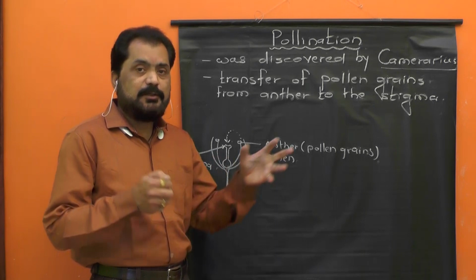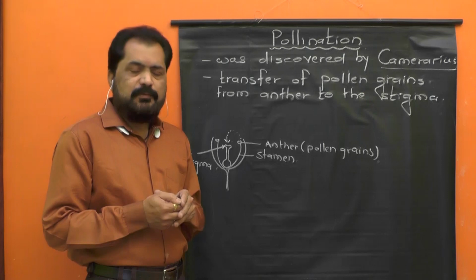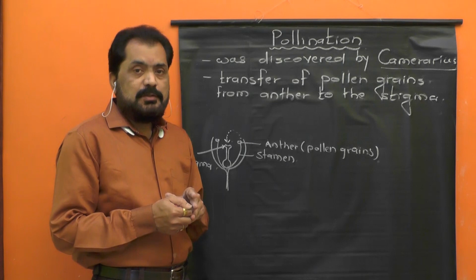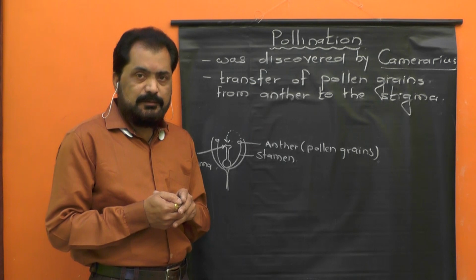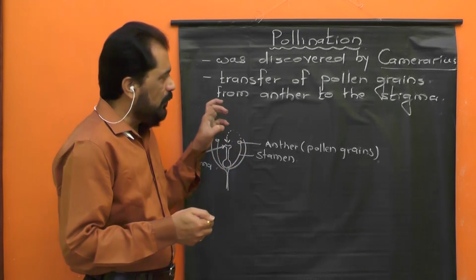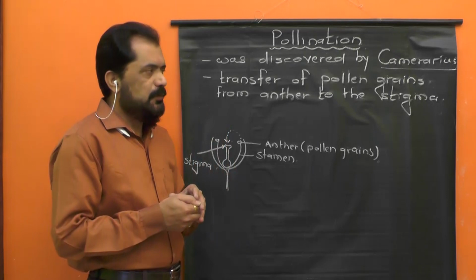Male gametes are formed in the pollen grain, and female gametes are formed in the female gametophyte inside the ovule. That means male gametes and female gametes are formed in structures at different places, and to bring them together for the process of fertilization, pollination must happen first. That's why I said that pollination is the prerequisite. It is the primary need for the process of fertilization.